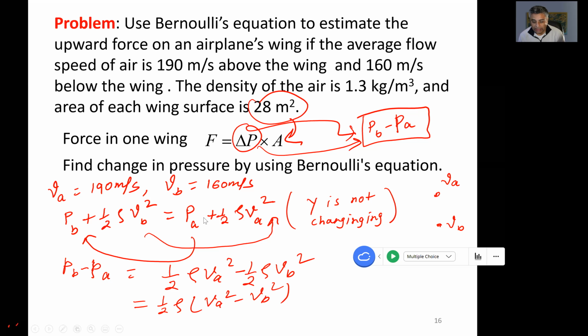Okay, folks. So that's the change in pressure. So this is the change in pressure. So you plug that in over there along with the area, and that gives you the force on one of the wings.